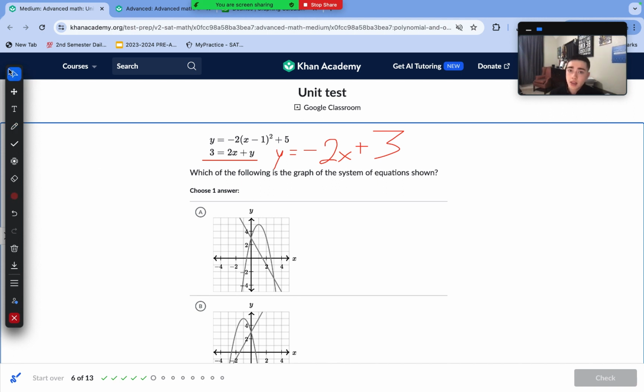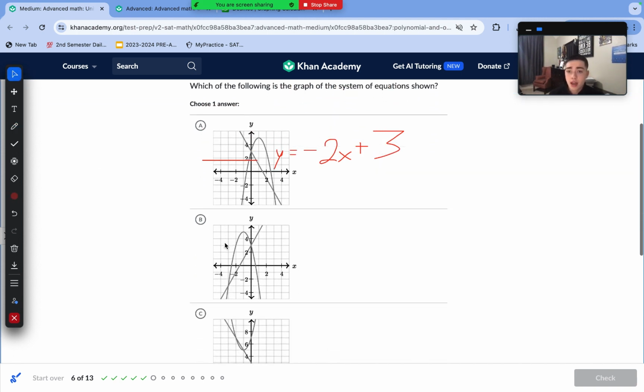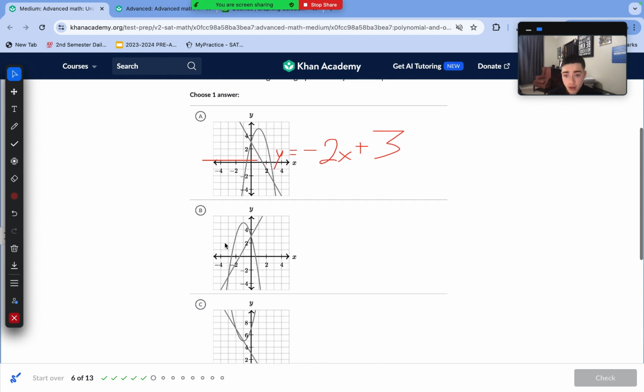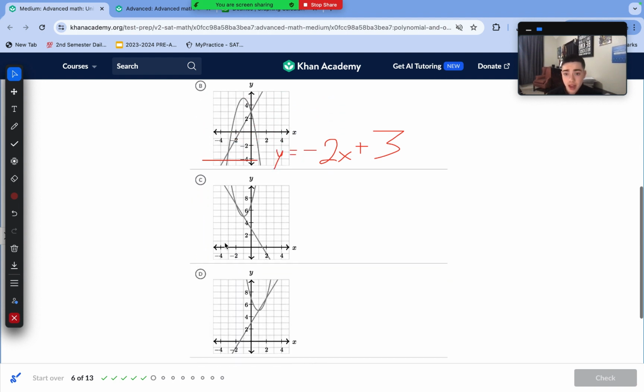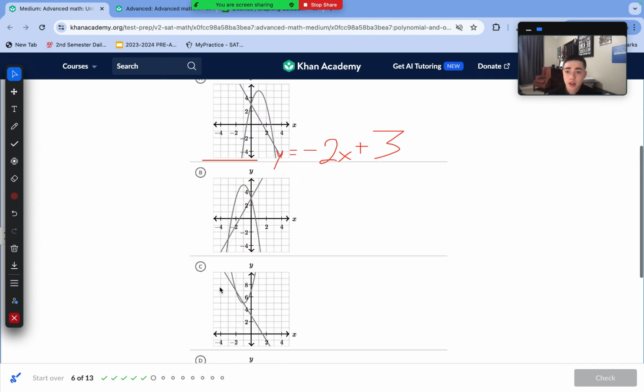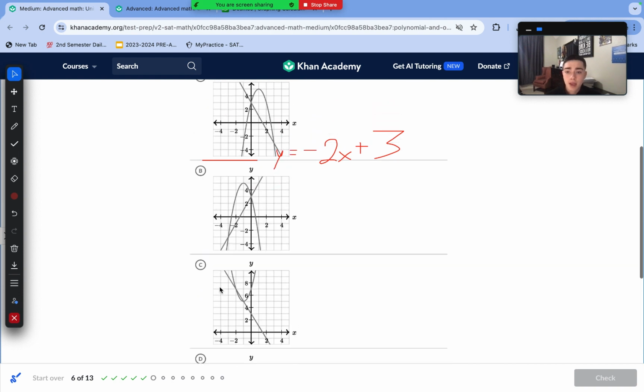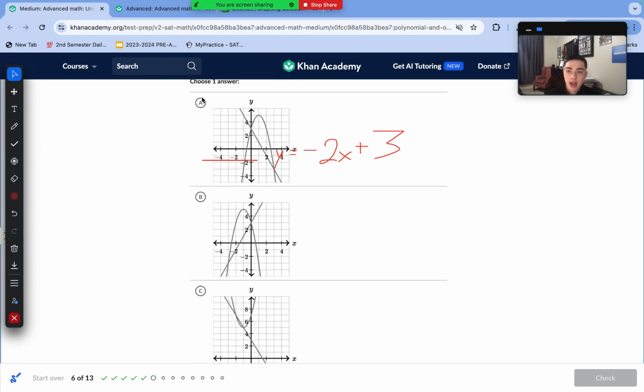So A does indeed have y equals negative 2x plus 3. B has y equals positive 2x. And then D has positive 2x. So we can eliminate answer choices B and D. So now we just are looking at A and C.